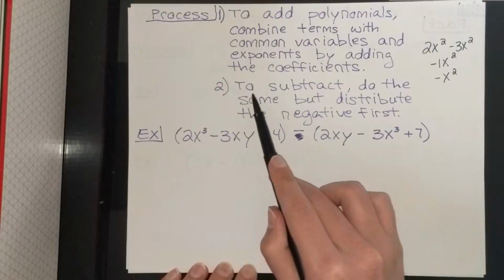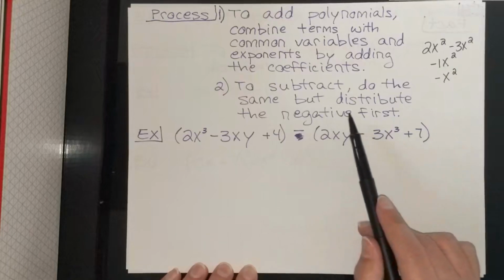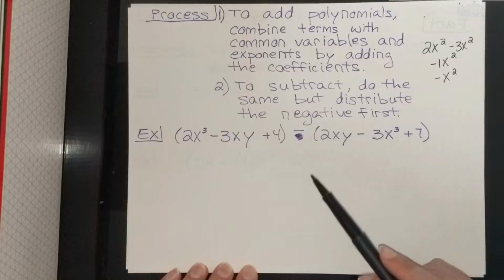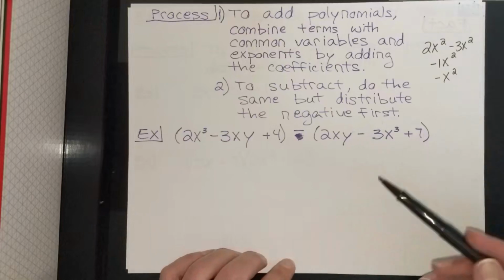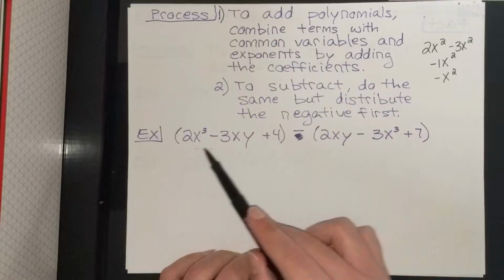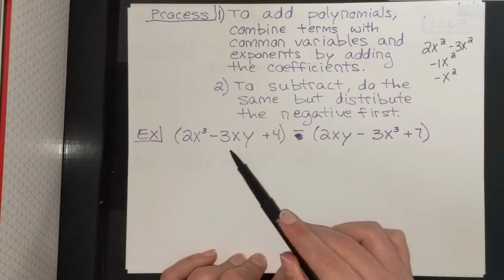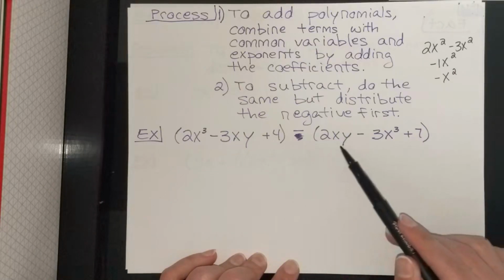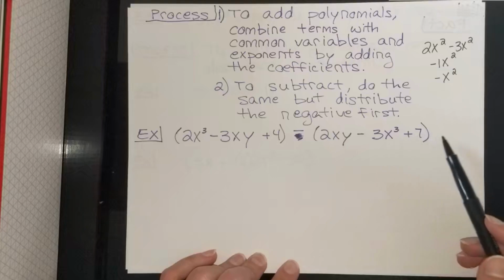The same thing is true when we're dealing with subtracting polynomials, except we just need to make note that we need to distribute the negative before we start combining the like terms. From there, everything is the same as adding polynomials. So in this example, we have 2x cubed minus 3xy plus 4 minus the quantity of 2xy minus 3x cubed plus 7.